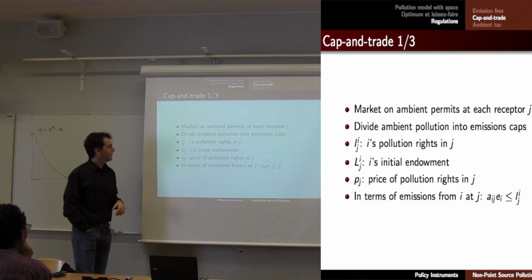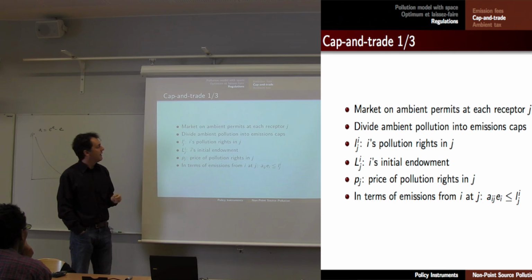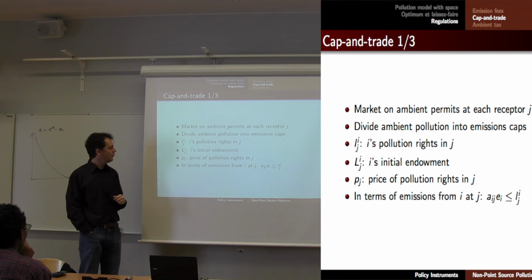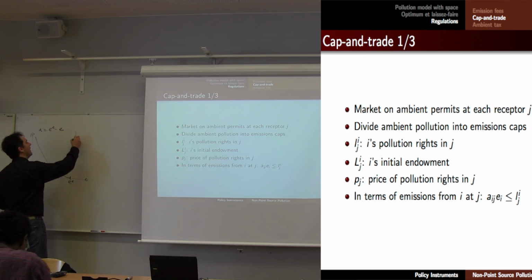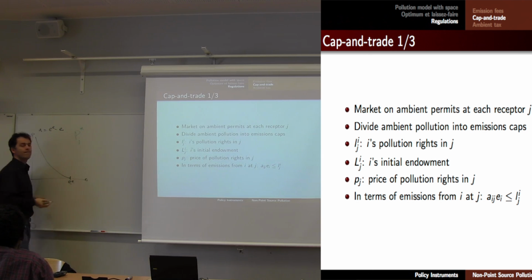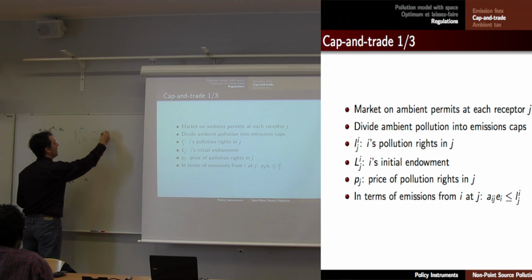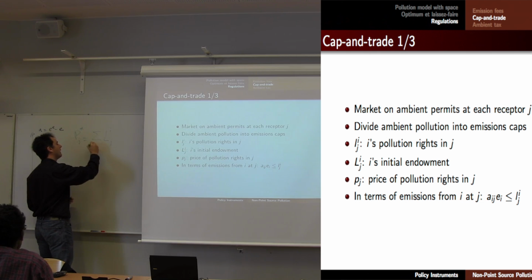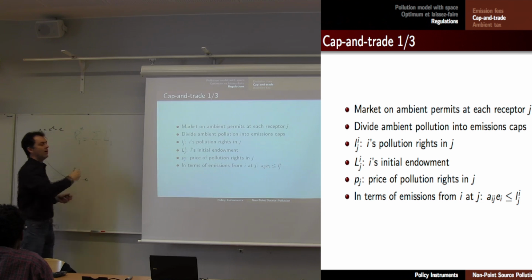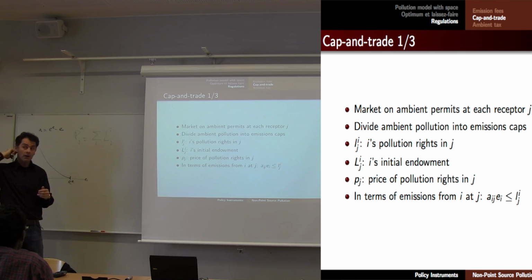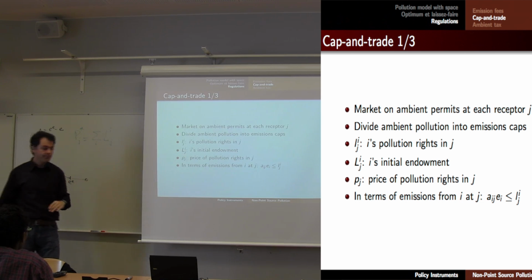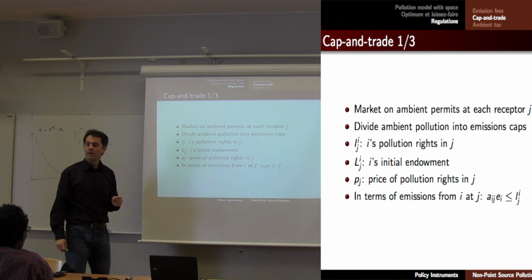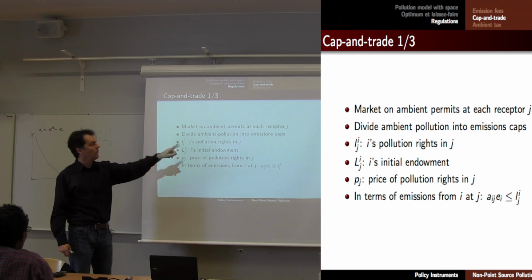So you divide ambient pollution into caps. I denote l_ij as the pollution rights in j, and capital L_ij is the initial endowment. So what you do is, you have some optimal level of pollution at j, and you divide it with endowment, so you give each polluter a share of this cap on ambient pollution for each location. So a cap of, let's say, sulfur on water in different places, along a river, for instance.